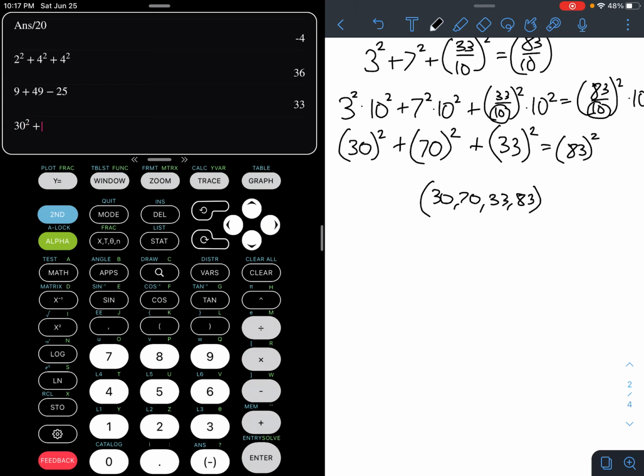And now I have to pull this back and let's see if this works. 30 squared plus 70 squared plus 33 squared is 6889. If I take the square root of that, that's 83. That does work.